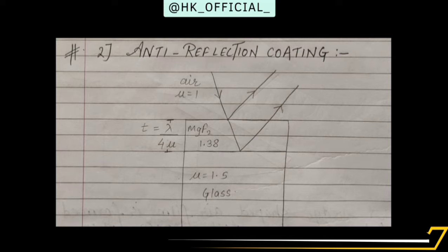When light hits this coated glass, some of it gets reflected but some also goes through. Because of the thin layer, the reflected light waves interfere with each other. This interference cancels out some of the reflected light, making it dimmer.